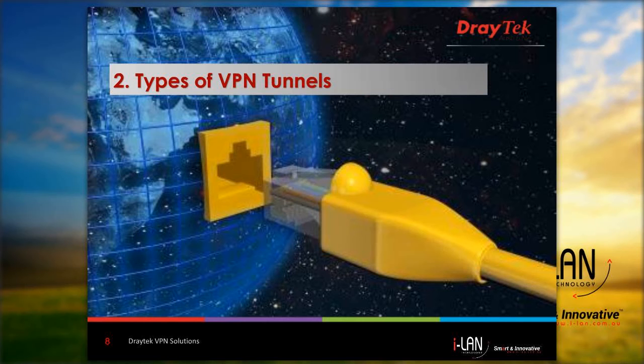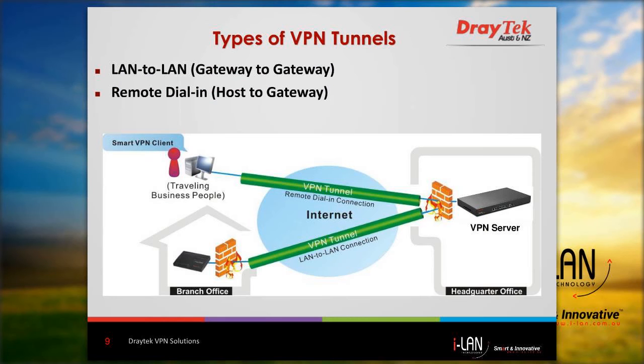Now let's look at the different types of VPN tunnels, so I'll just go through some of these. There are two main types that are available in DrayTek routers. The first is LAN to LAN, where we have a router-to-router VPN connection. And the other is a remote dial-in, where a single user can log in remotely from their PC. So in this diagram, you see the two types. The top is a single user dialing in, at the bottom you've got office-to-office communication using a LAN to LAN.